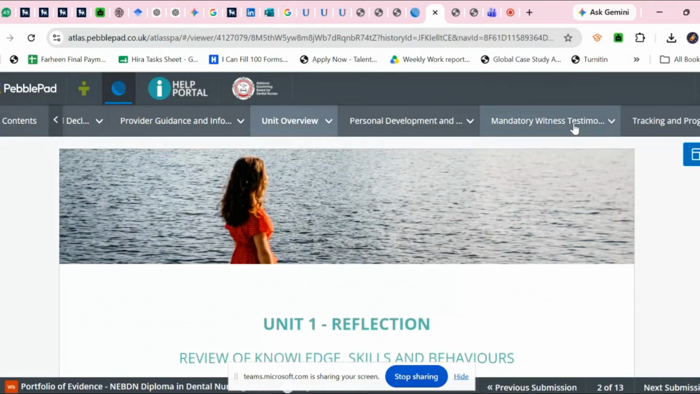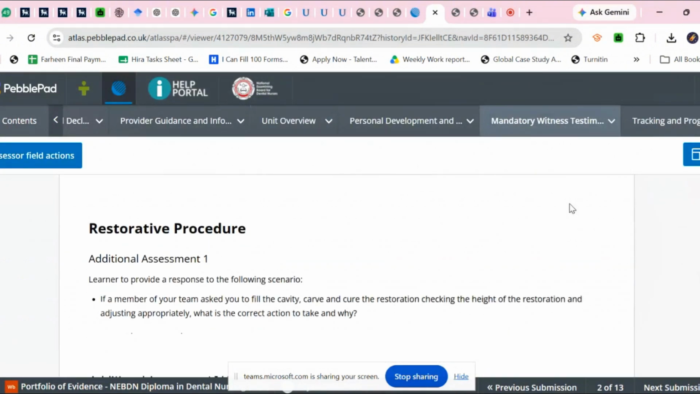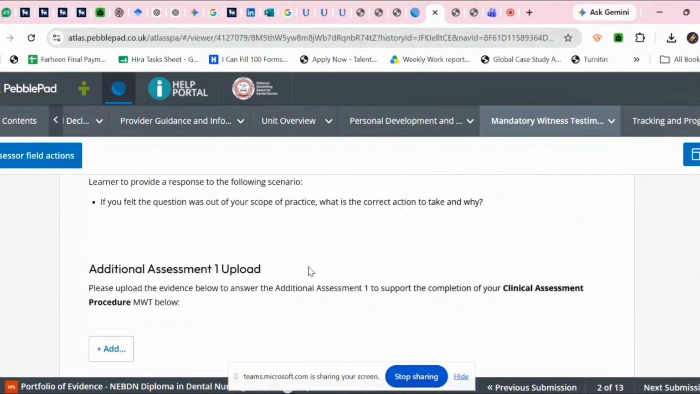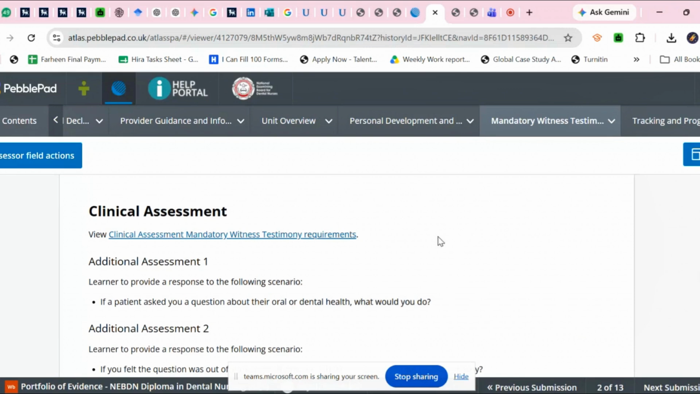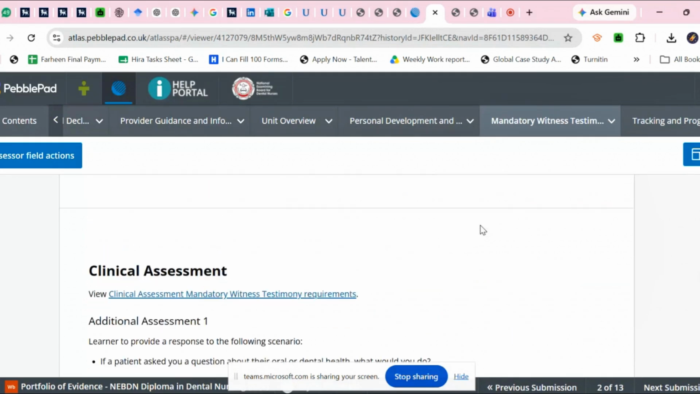Last thing left is the mandatory witness testimonies. All your witnesses in your practices will get separate sign-in accounts and they will be filling in the witness testimonials. And in this section, your part is the MWT learner questions. These are the questions from each unit that you have to fill in and attach here, same as you will be doing in your units in the knowledge evidence part. Yes, this is all from your Atlas section.